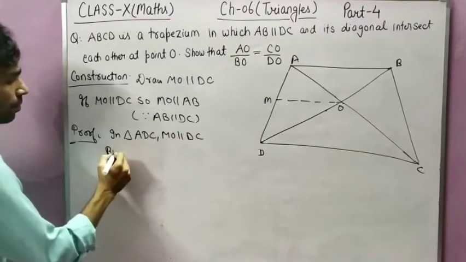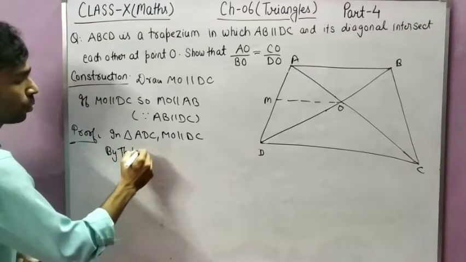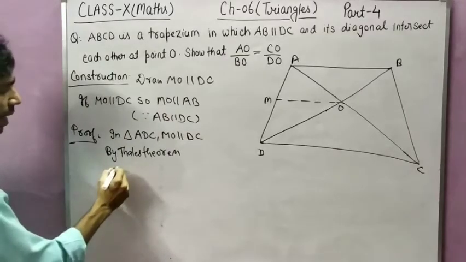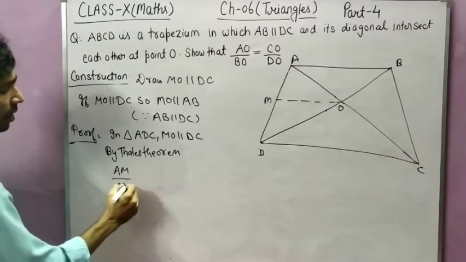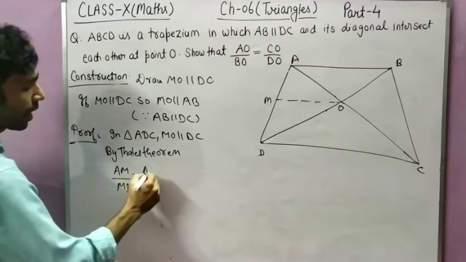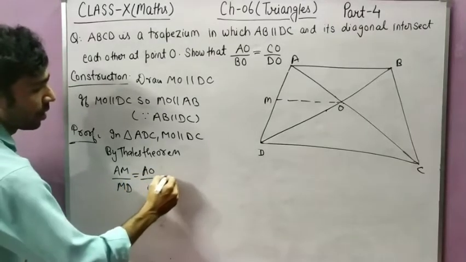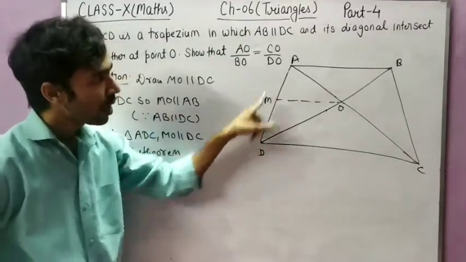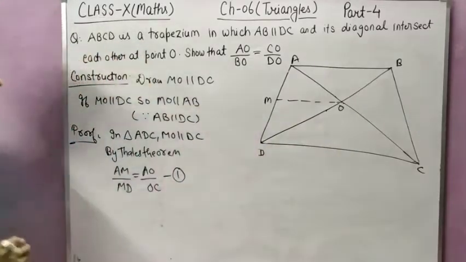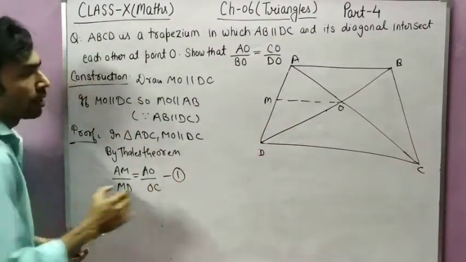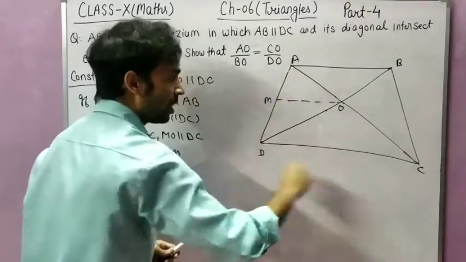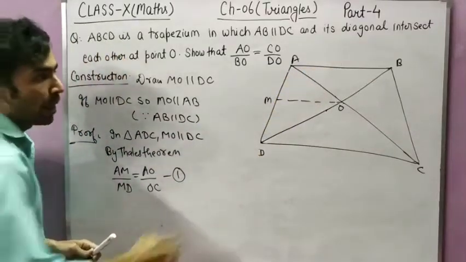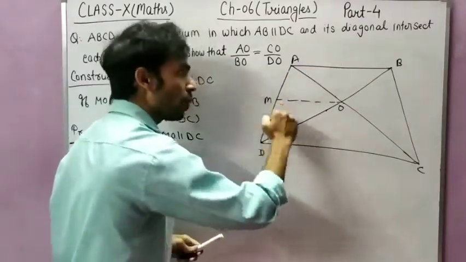So by Thales theorem, I hope all of you know what Thales theorem is now, I can write AM by MD equal to AO by OC. Okay, equation number 1, AM by MD equal to AO by OC. Now students, MO was parallel to DC in triangle ADC, but MO is also parallel to AB.